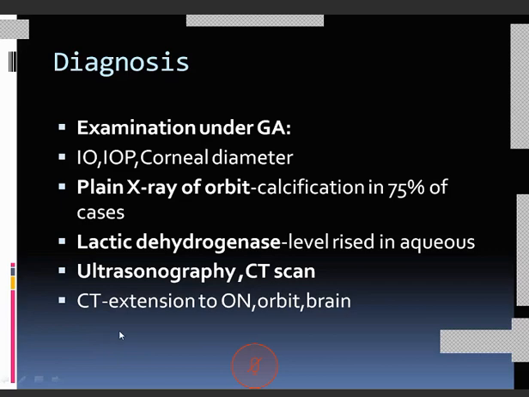Okay, with the help of a CT scan, we can know the extension of the optic nerve, orbital involvement, and extension into the brain. Both CT and MRI can be done to know about the intracranial extension.